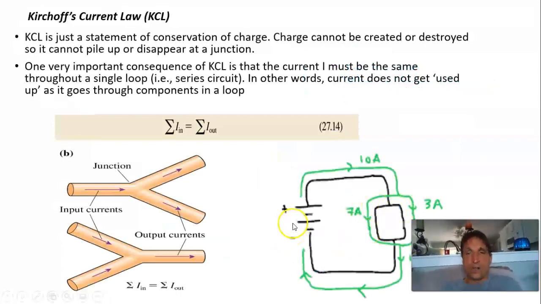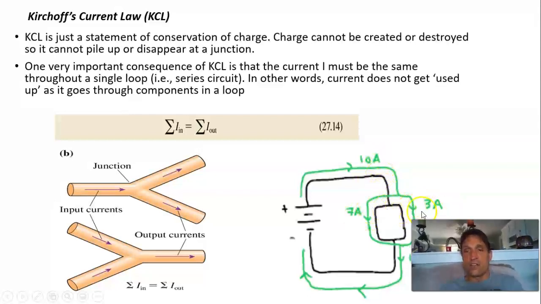Here's a numerical example. Here's the battery, and let's suppose you have 10 amps of current coming into this junction here. 10 amps in means you must have 10 amps out of the junction. So you have 7 going this way and 3 going this way. 3 plus 7 equals 10. Whatever comes in must come out.